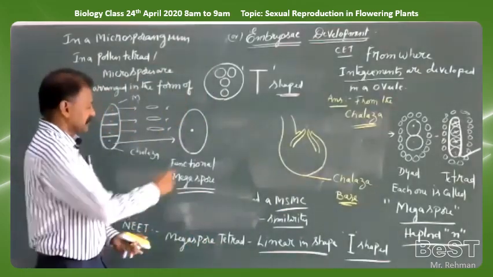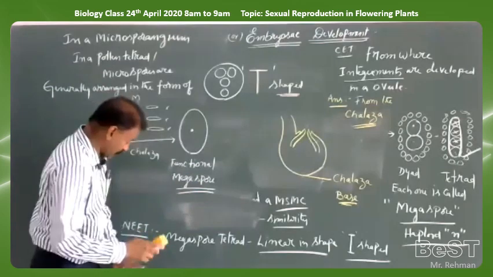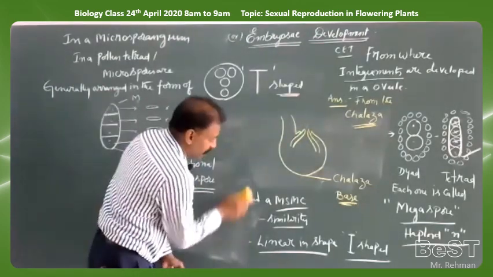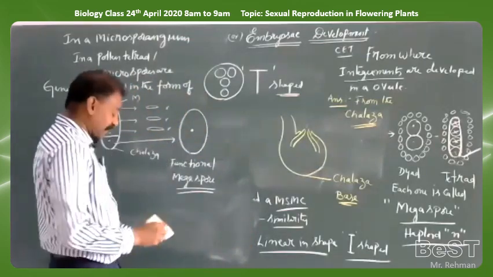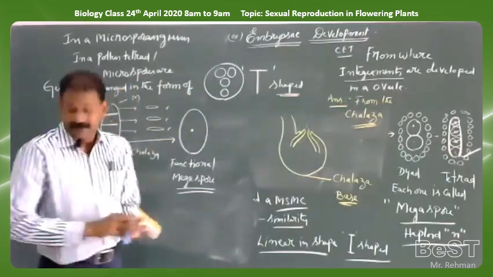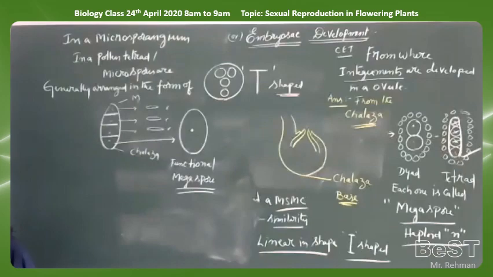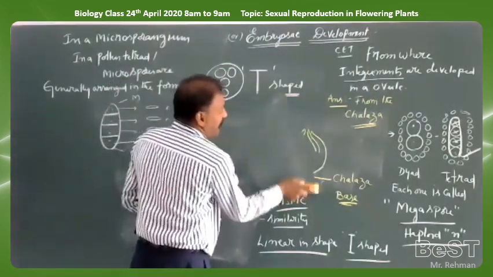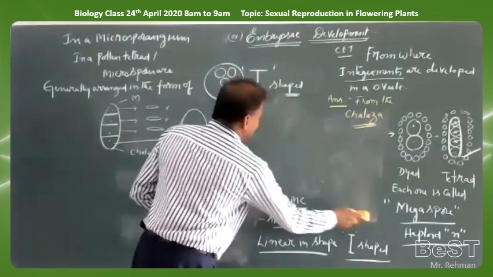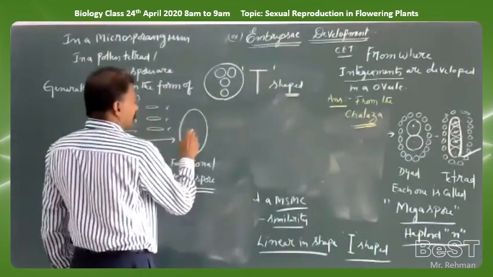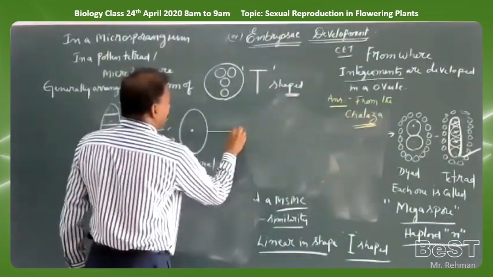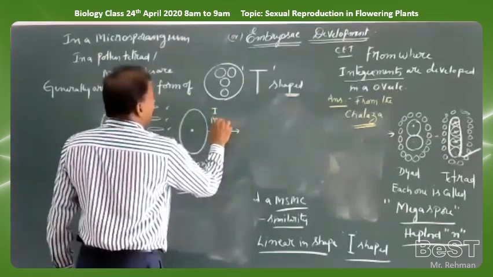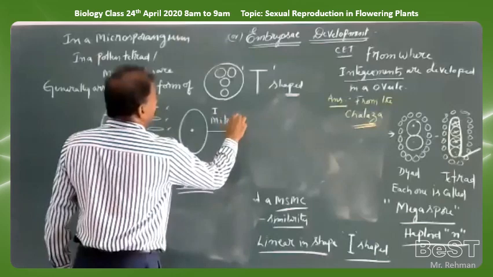Now, sir, functional megaspore. This functional megaspore, in the previous class we have studied, undergoes free nuclear mitotic divisions. So, one mitotic division or first mitotic division.